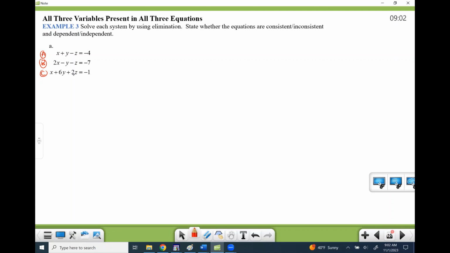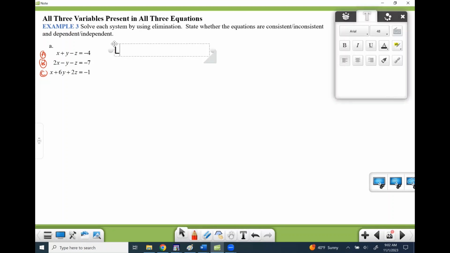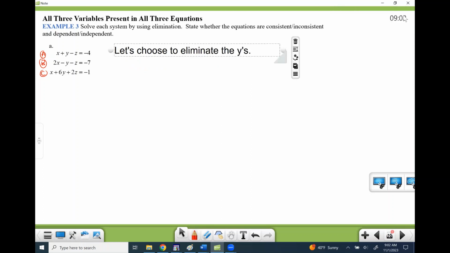I noticed that I have a positive Y and a negative Y here, so that might make me want to go towards the Y's. So let's say we choose to get rid of the Y's. What we're going to do then is definitely put equation A and equation B together.